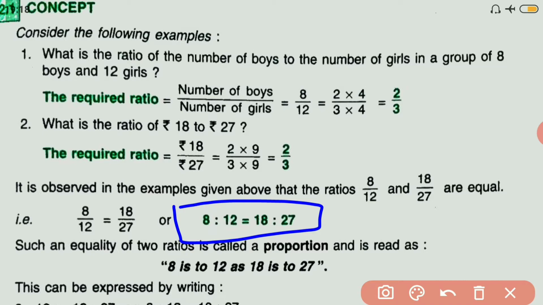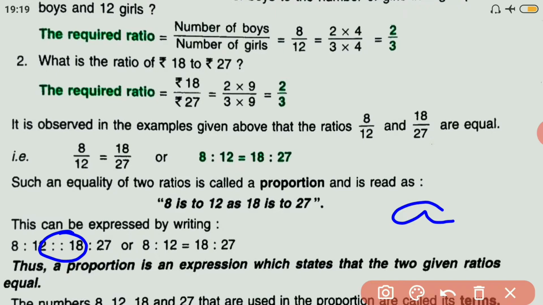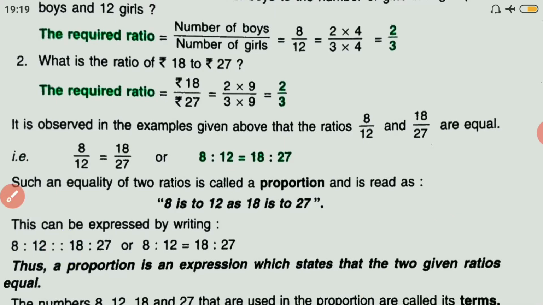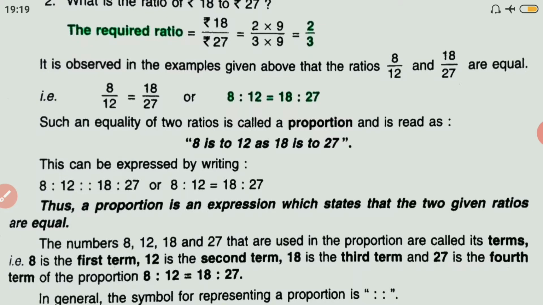Such an equality of two ratios is called a proportion and is read as 8:12 as 18:27. So this can be expressed by writing 8:12 as 18:27. So these 4 dots are read as 'as'. Thus a proportion is an expression which states that the two given ratios are equal. The numbers 8, 12, 18 and 27 that are used in the proportion are called its terms. So in a proportion we should have 4 terms. 8 is the first term, 12 is the second term, 18 is the third term and 27 is the fourth term of the proportion. 8:12 equals 18:27. In general, the symbol for representing a proportion is the 4 dots.